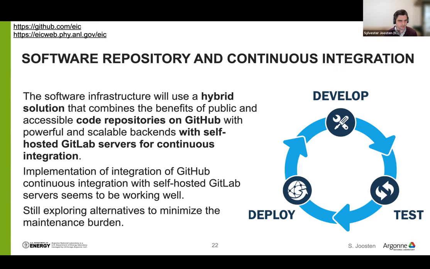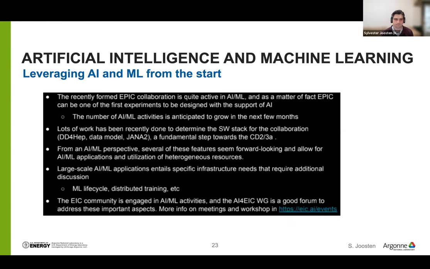The reason for that is that we far exceed what we can get out of the free allocations of CI on GitHub. And we have a lot of self-hosted GitLab servers and a CI backend with thousands of cores. Implementation of integration of GitHub CI with self-hosted GitLab servers seems to be working well. However, we're still exploring alternatives because there is a bit of a maintenance burden on trying to keep two different systems working nicely together.